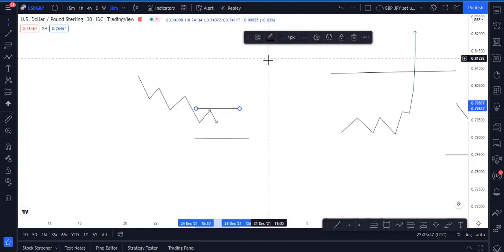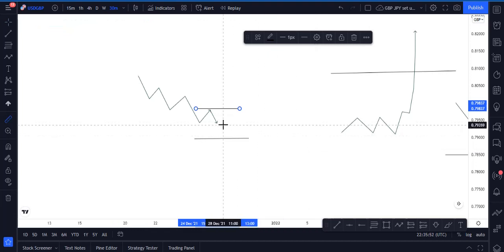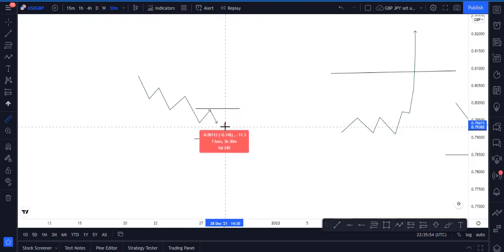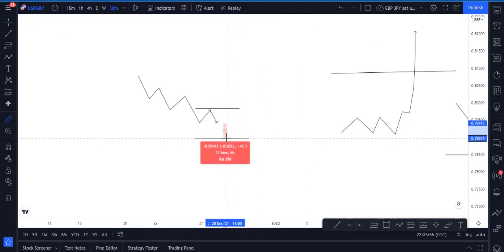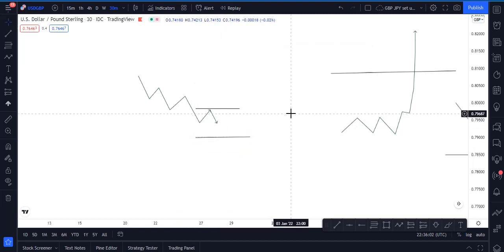And then I will take another 40 pips from where price is currently. Another 40 pips is about here. Let me put it here. So I'll put my sell stop right here. So what's the idea?